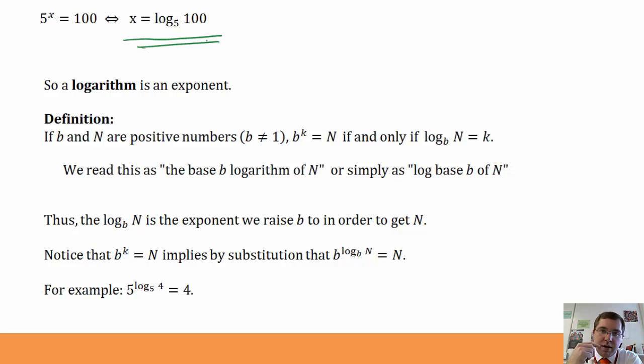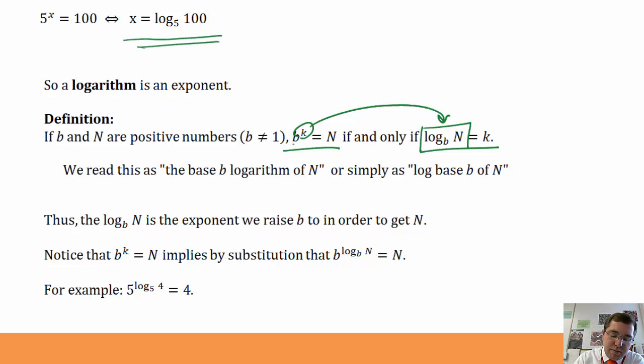So a logarithm is an exponent. Here's how we will define it. If b and n are positive numbers where b is not equal to 1, so that's some positive number that's not 1, then b to the k power equals n if and only if the log base b of n equals k. So that exponent k is the log base b of n. So the base of the exponent, b, is the base of the log. The number on the other side of the equation is the number we're taking the log of. The exponent is what the log is equal to.